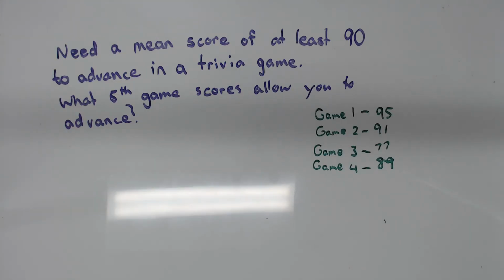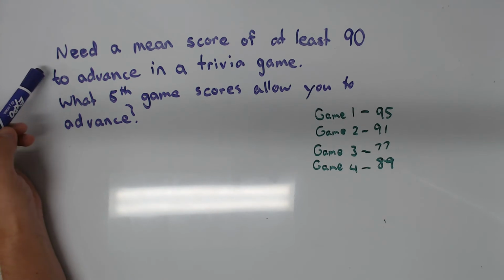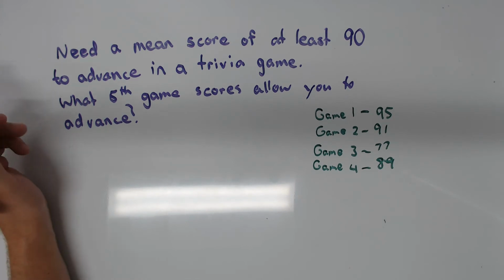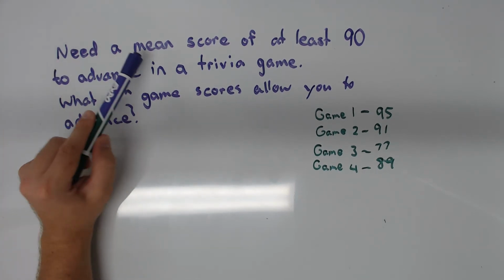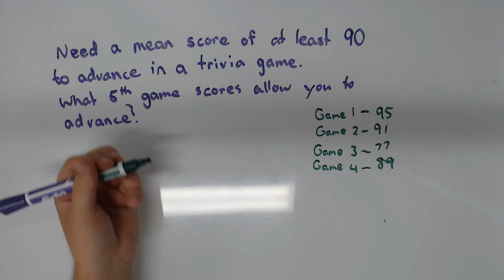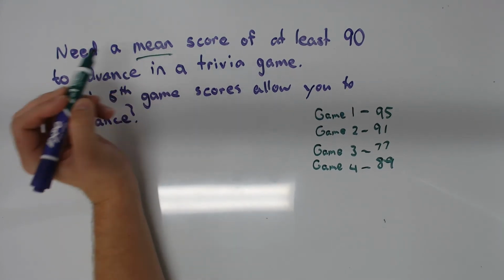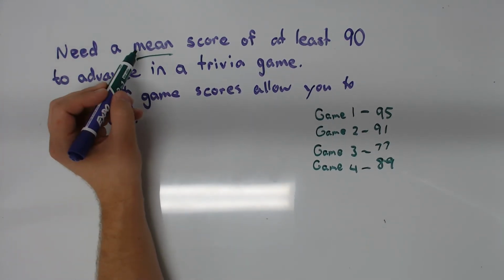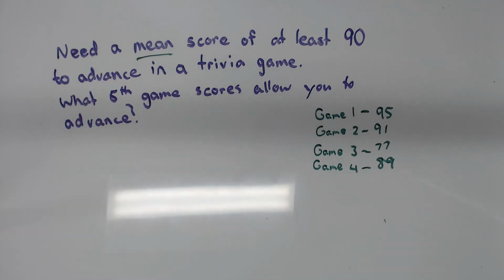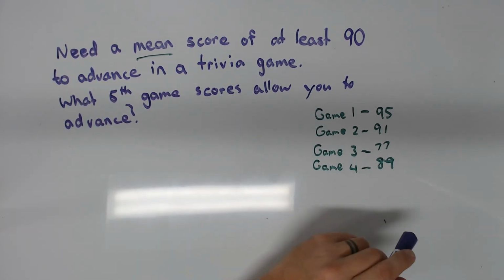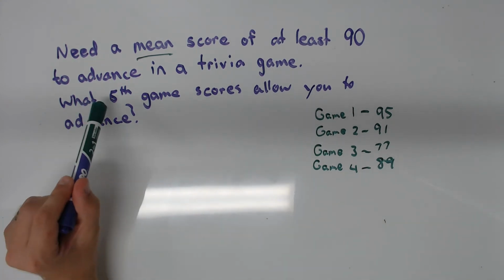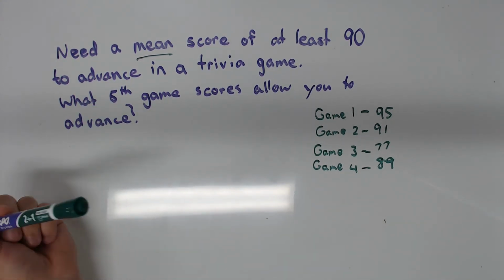Last problem for these notes is basically something making us calculate an average, making sure we scored enough to move on to the next round of a game. So it says we need a mean score. When you see that word mean in math, we're talking about average. Add them up and divide by how many numbers there were. We need at least 90 points to advance in whatever game we're playing. So we want to know what fifth game scores allow us to advance.